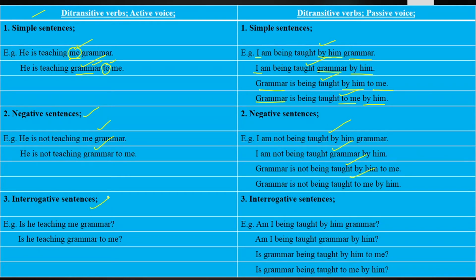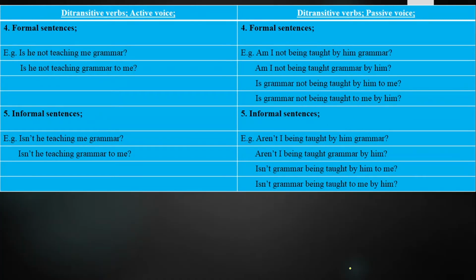Interrogative sentences, those sentences in which we ask questions and put queries, are called interrogative sentences. Is he teaching me grammar? Is he teaching grammar to me? Am I being taught by him grammar? Am I being taught grammar by him? Is grammar being taught by him to me? Is grammar being taught to me by him? So next slide we have got the formal and informal sentences of present continuous tense of ditransitive verbs from active voice into passive voice.